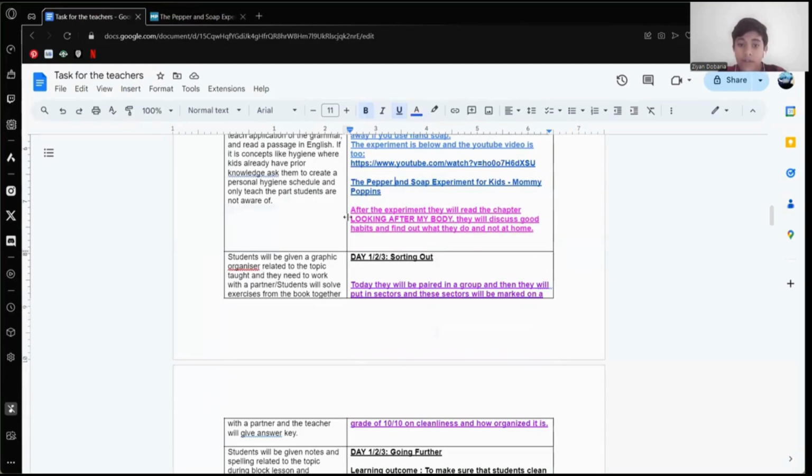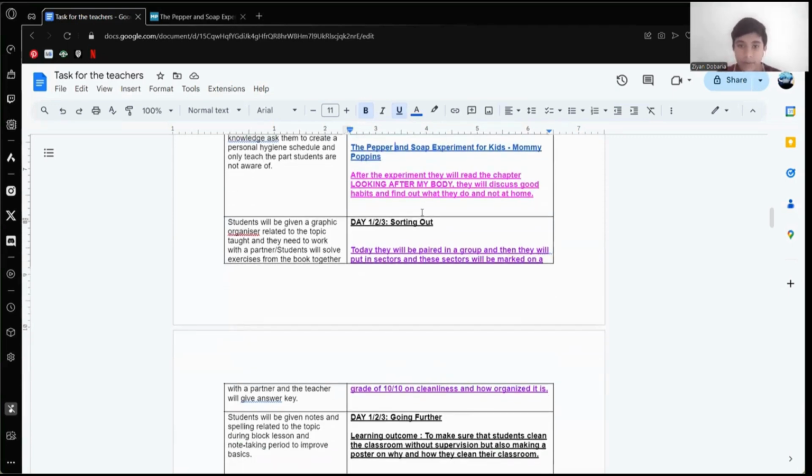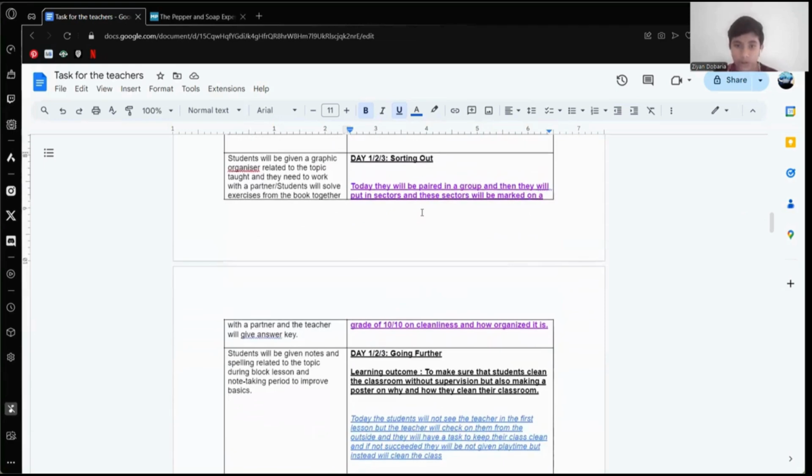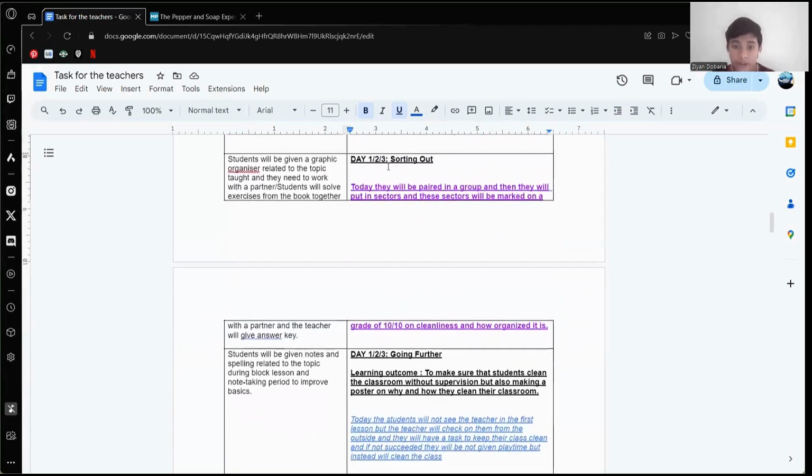This is the homework for the kids on day three or day two. They can read this and then discuss in the class after they're done reading the chapter. Like on the next day, they can discuss what happened at home and what they did and what they did not do through the chapter. On days one, two, and three, sorting out.